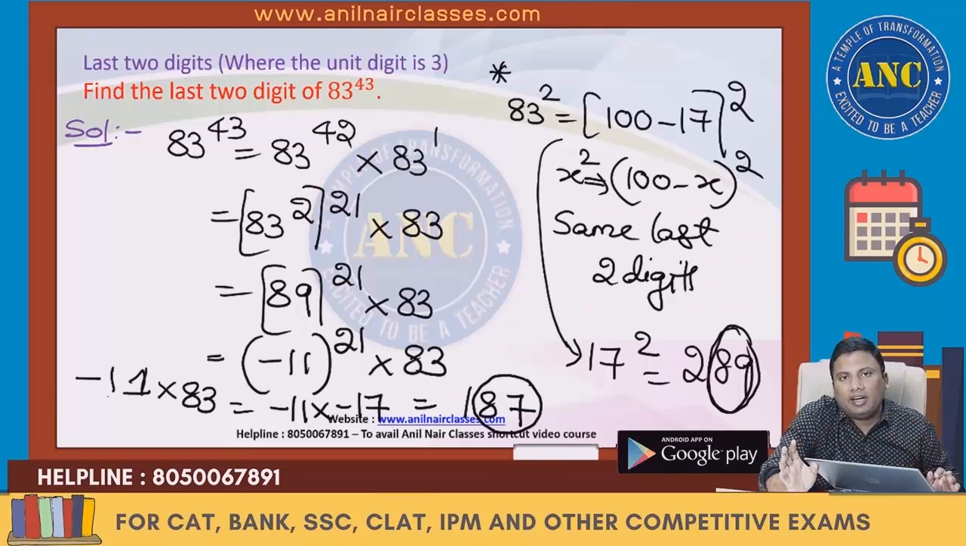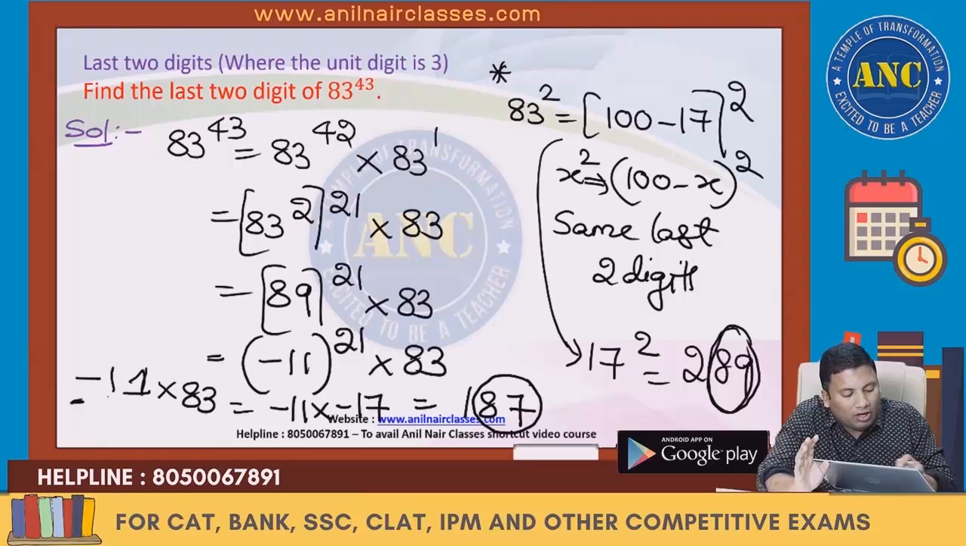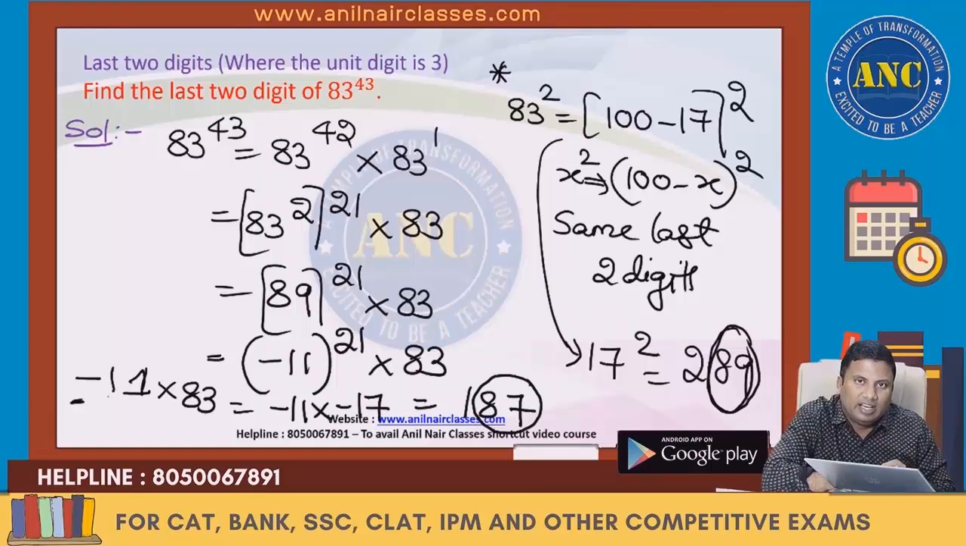89 divided by 100: 100 ones are 100, the negative remainder is minus 11. Minus 11 power 21 into 83. Minus power odd is minus, 1 power any number, 1 ones are 1. Minus 11 into 83. 83 divided by 100, 100 ones are 100, the negative remainder is minus 17. Minus 11 into minus 17 is 187. The last two digits for this question are 87. For the previous question, it is 89.